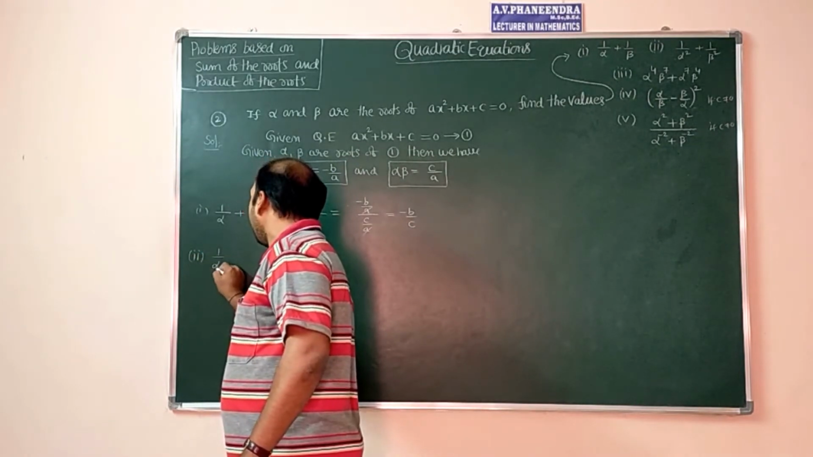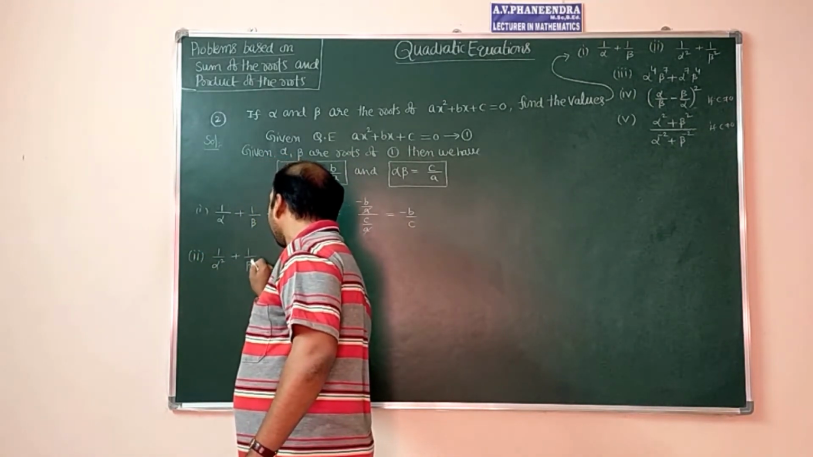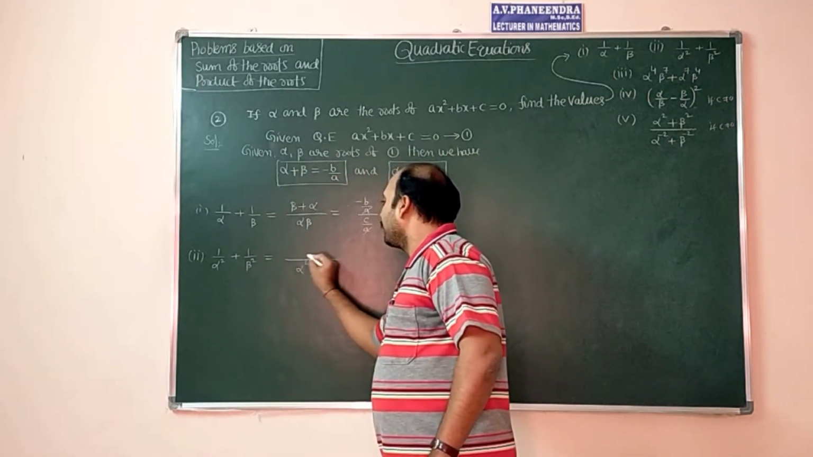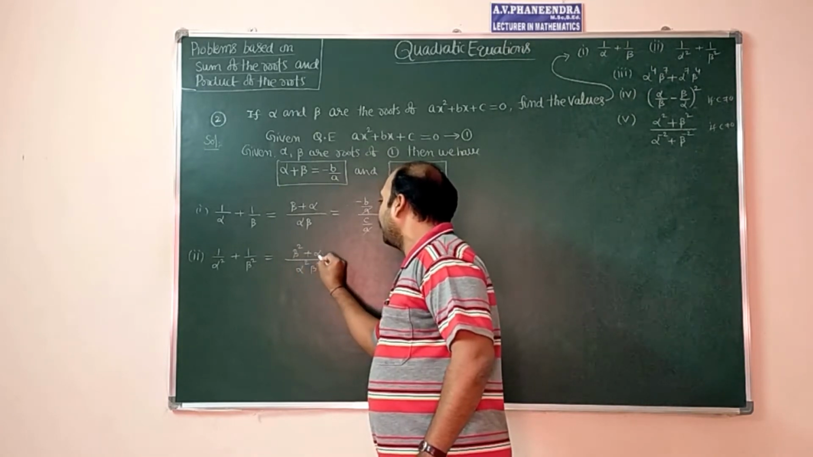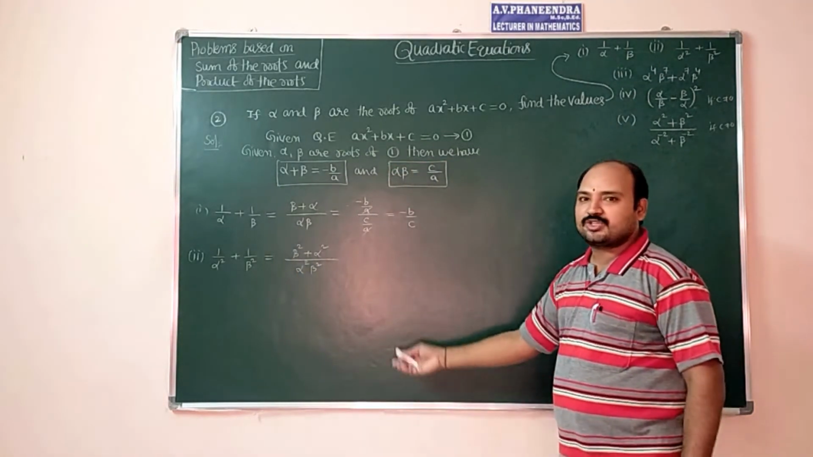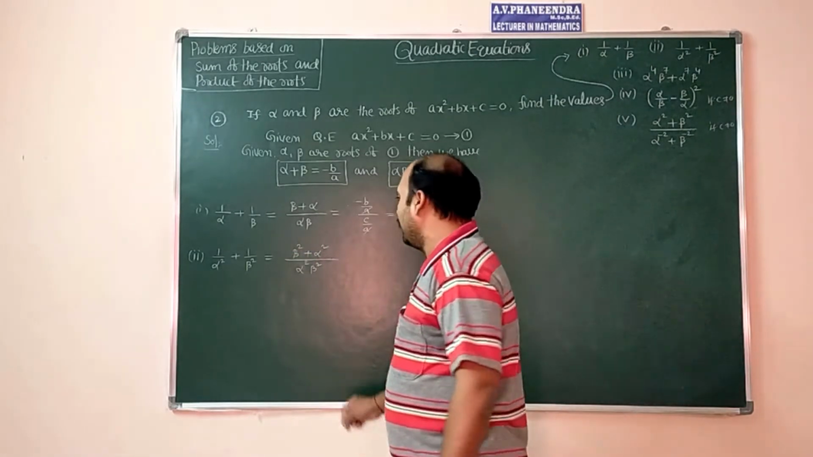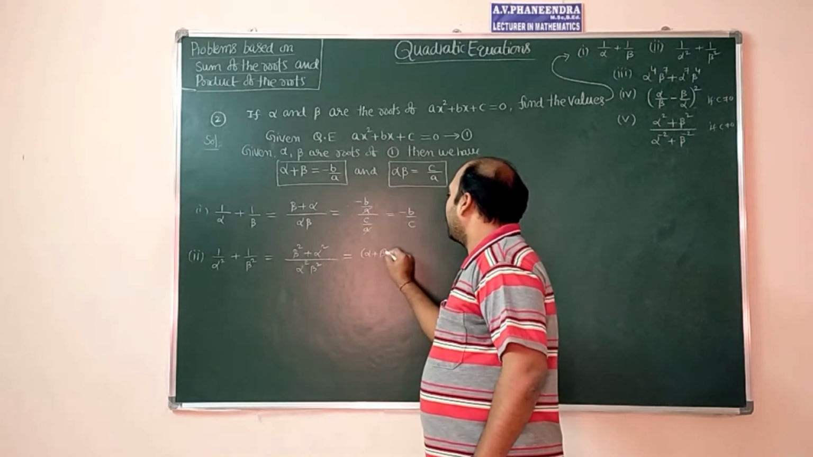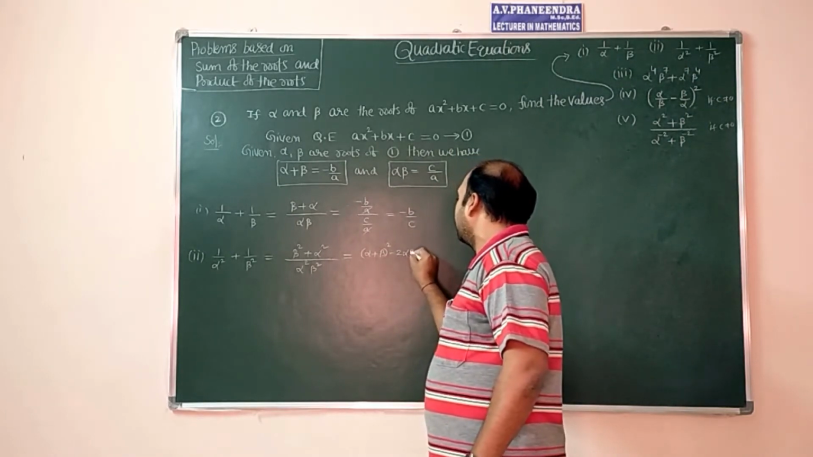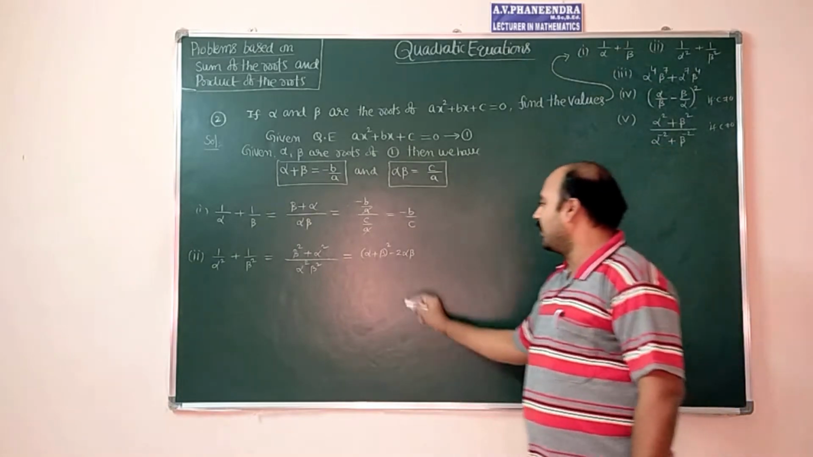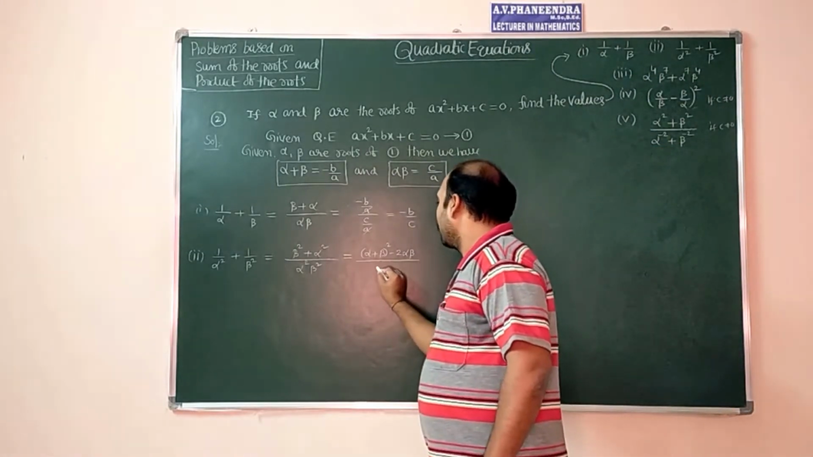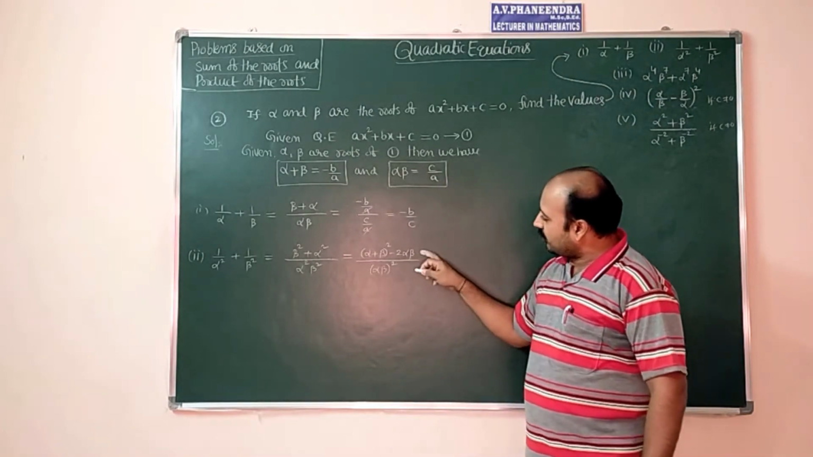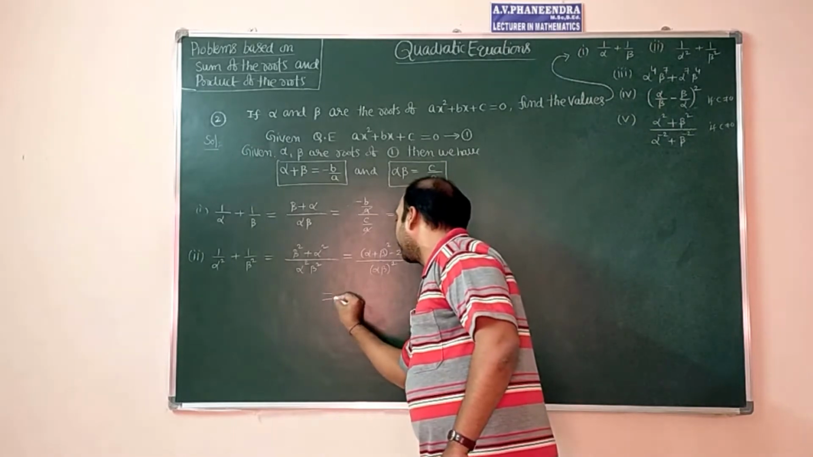1 by alpha square plus 1 by beta square is equal to, take that LCM, alpha square beta square. Here beta square plus alpha square. In the previous question we discussed that alpha square plus beta square value. How to write? Alpha plus beta whole square minus 2 alpha beta divided by alpha beta whole square. Now alpha plus beta and alpha beta values substitute in this and simplify.